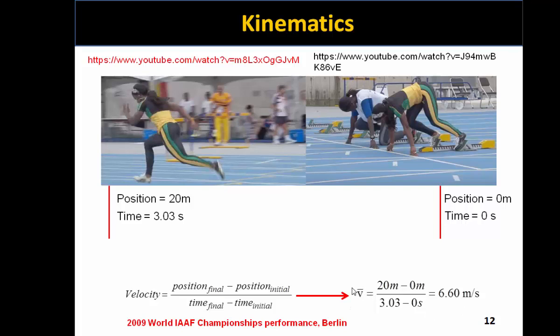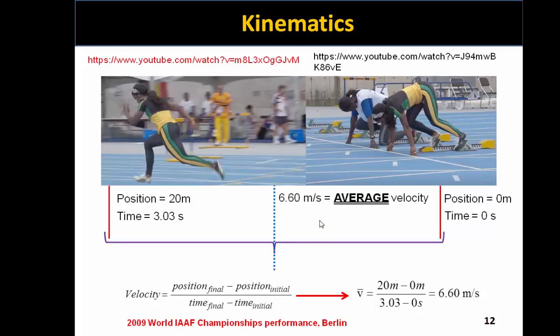Note that the V symbol for velocity has a bar on top, indicating that this is an average velocity over this period of time and over this distance. So certainly once the athlete began moving, her velocity was not 6.6 meters per second. At the 20 meter mark, she's moving considerably faster than 6.60 meters per second.